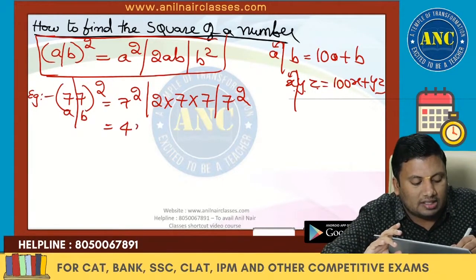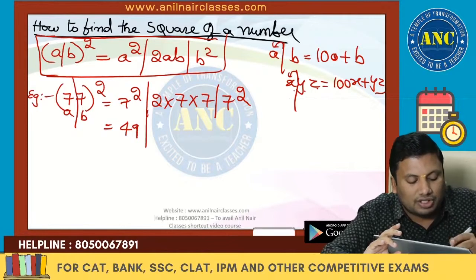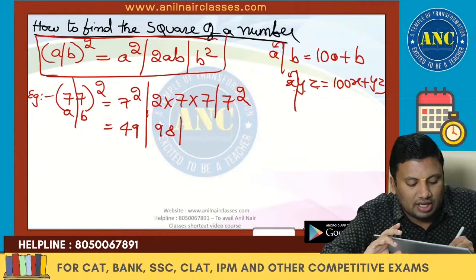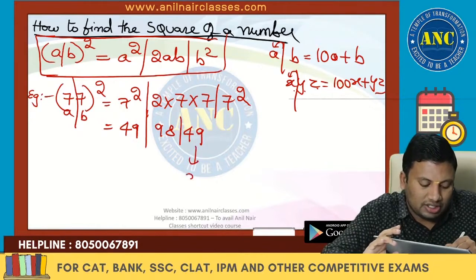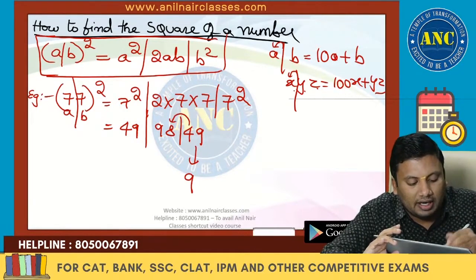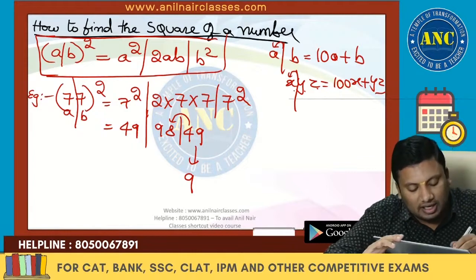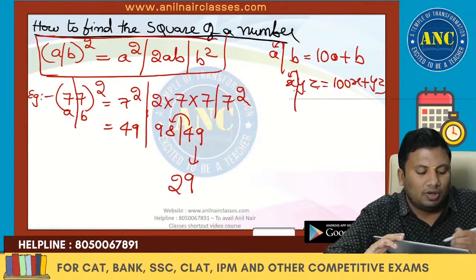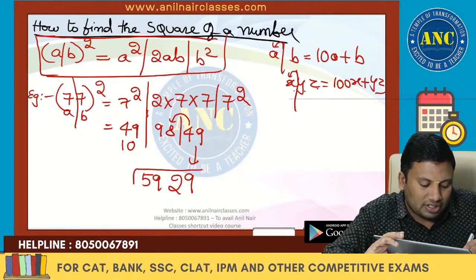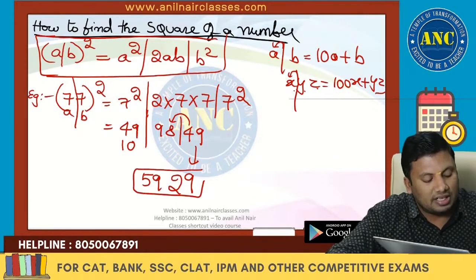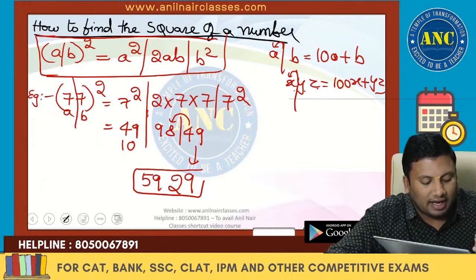7 square is 49. 49 twos are 98. 7 square is 49. Write down the unit digit 9. 4 carried. 98 plus 4 is 102. Write down the unit digit 2. 10 carried. 49 plus 10 is 59. 77 whole square is 5929.